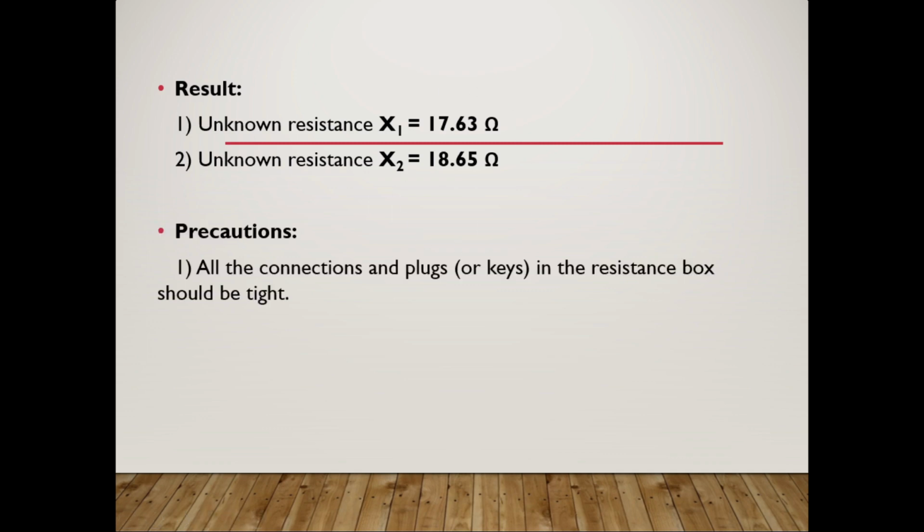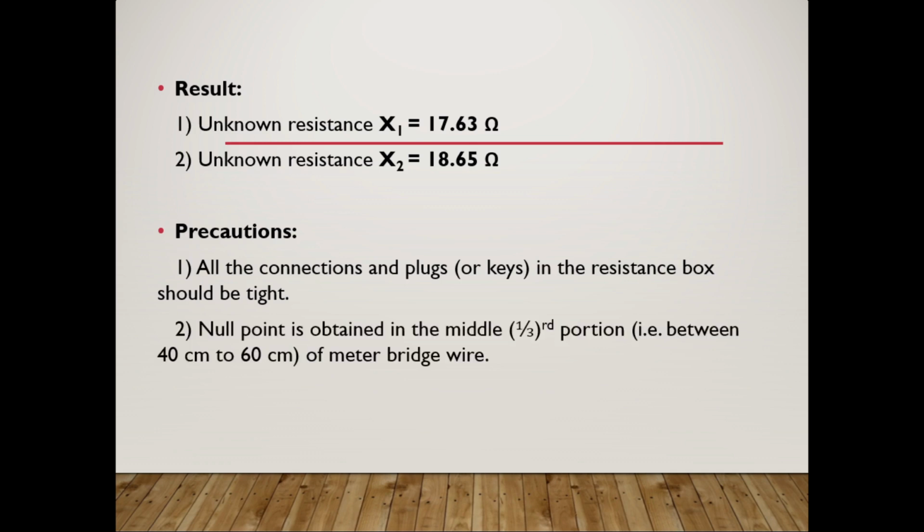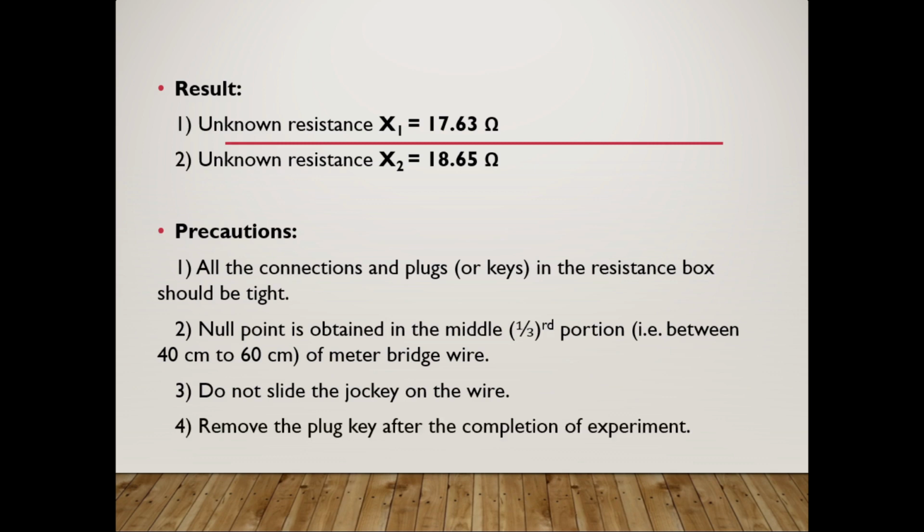Precautions. First, all the connections and plugs or keys in the resistance box should be tight. Next, the null point should be obtained in the middle one-third portion, that is between 40 cm to 60 cm of the meter bridge wire. Next, do not slide the jockey on the wire. The last is to remove the plug key after the completion of the experiment.